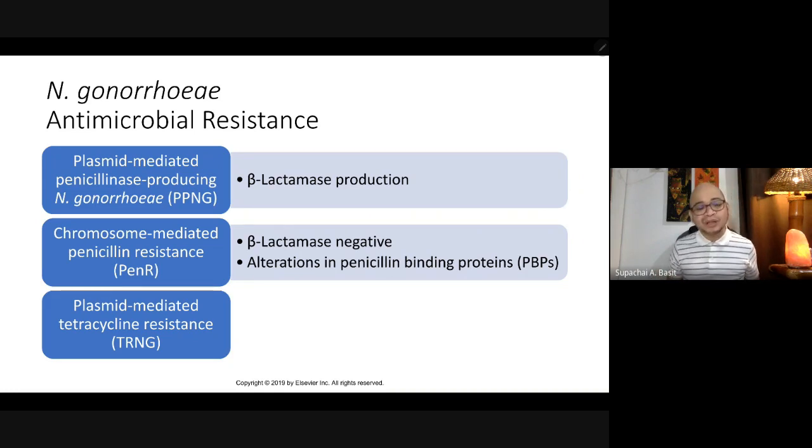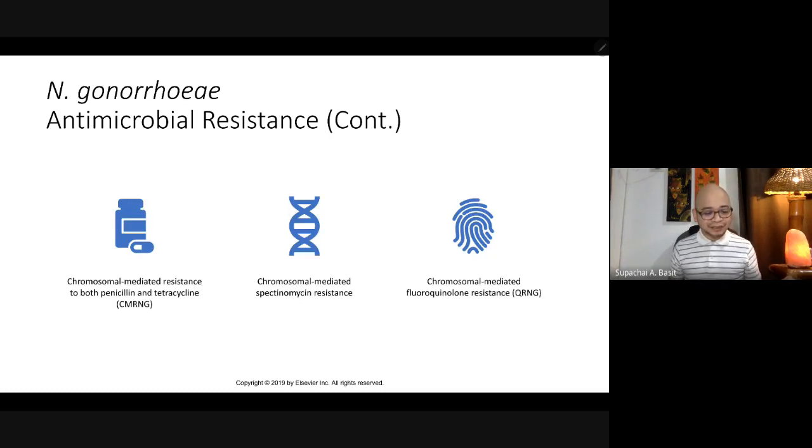So we have what you call the plasmid-mediated penicillinase-producing Neisseria gonorrhoeae, or the PPNG, because of its beta-lactamase production. We also have the chromosome-mediated penicillin resistance, the CMRNG. It is beta-lactamase negative, but it can alter the PBPs, or the penicillin binding proteins. And we also do have the plasmid-mediated tetracycline resistance, the TRNG. So there are now many resistant forms of Neisseria gonorrhoeae. And aside from that, we also have the chromosomal-mediated resistance, which is resistant to both penicillin and tetracycline.